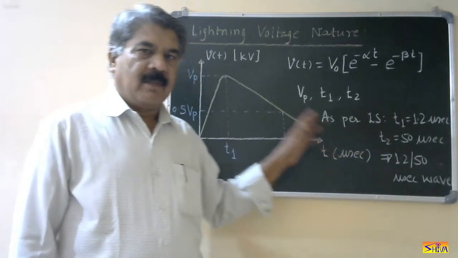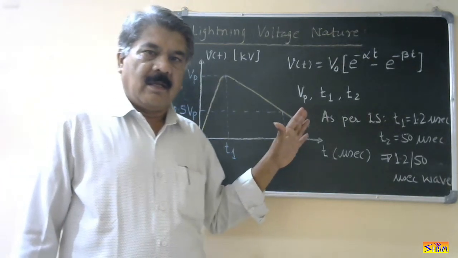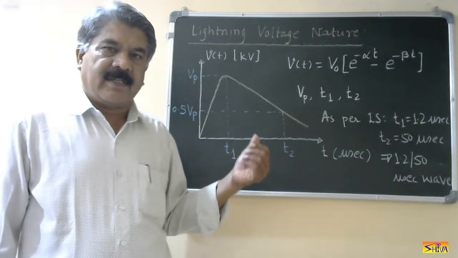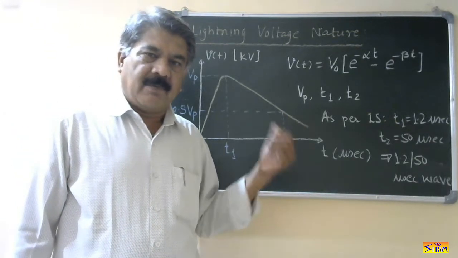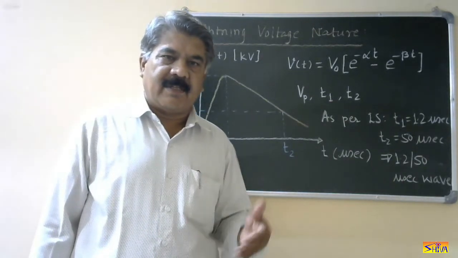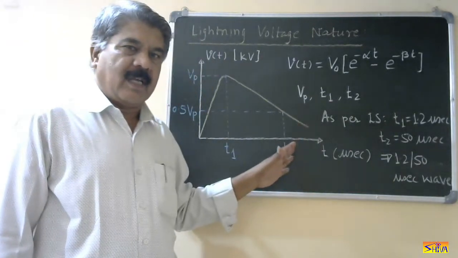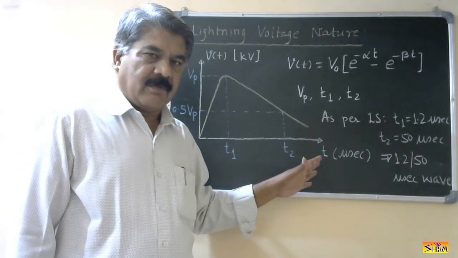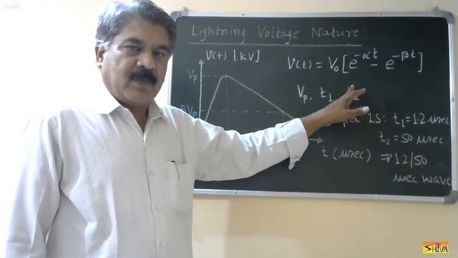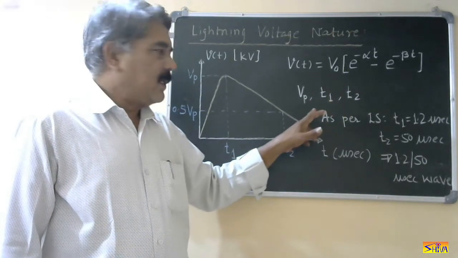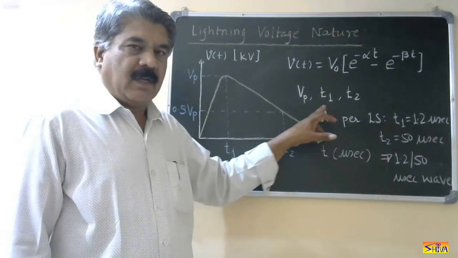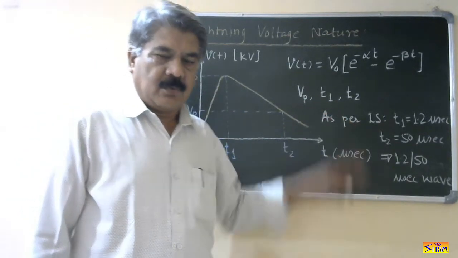So that is the nature of the lightning overvoltage. The lightning current also has the same nature, but T1 and T2 are different as per Indian standard. That I will discuss afterwards. So basically here we are interested in the voltage waveform. It is impulsive in nature, characterized by a double exponential waveform and represented by three parameters: Vp, that is peak value, T1 and T2.